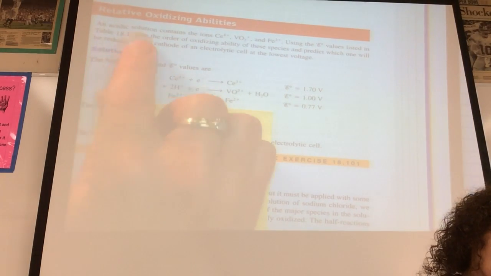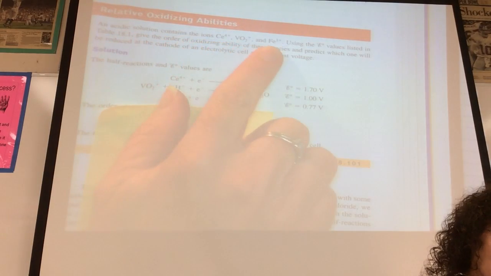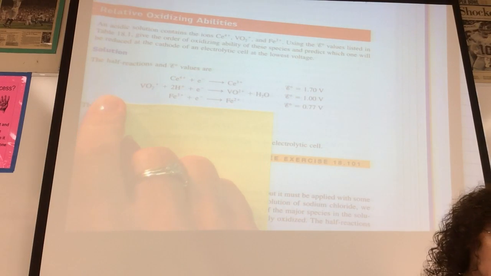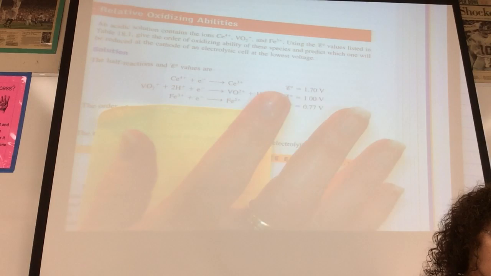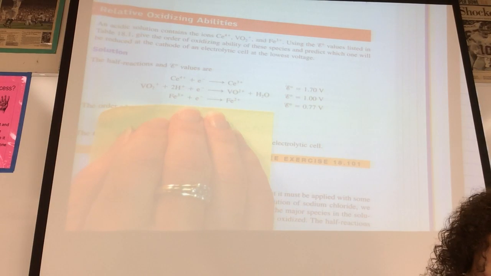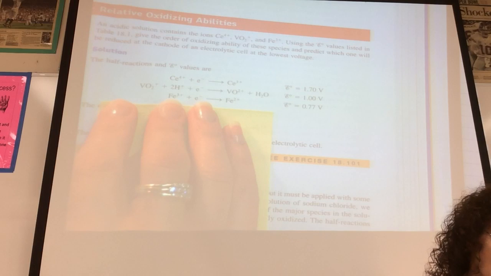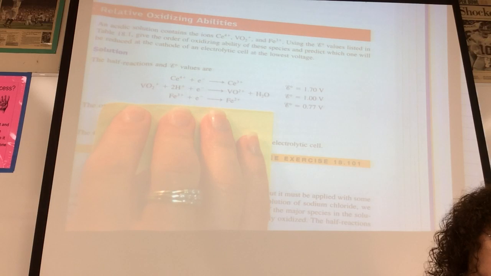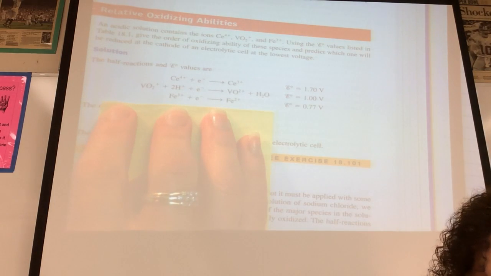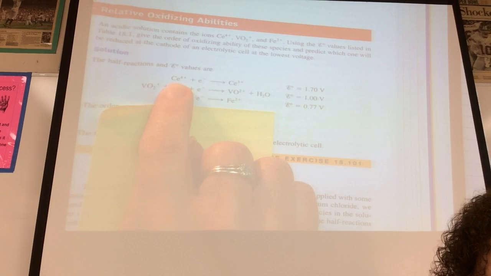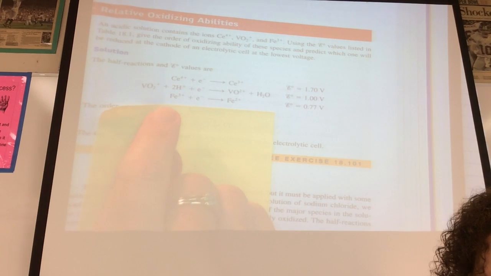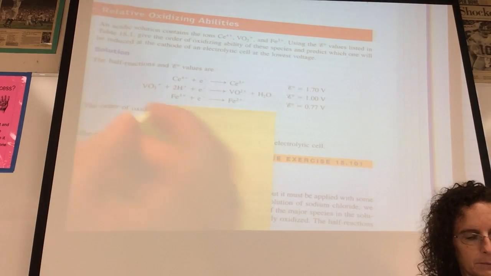Here we go. It says an acidic solution contains blah, blah, and blah. Using the E values listed, which are right here, give the order of oxidizing ability, which means which is most likely to be reduced, and predict which one will be reduced at the cathode at the lowest voltage. Which one has the greatest E cell? Cesium. That's not cesium, that's cerium. Yeah. So it'll be this one, then that one, then that one. That's it.